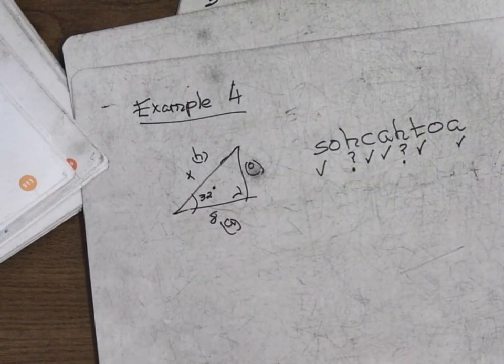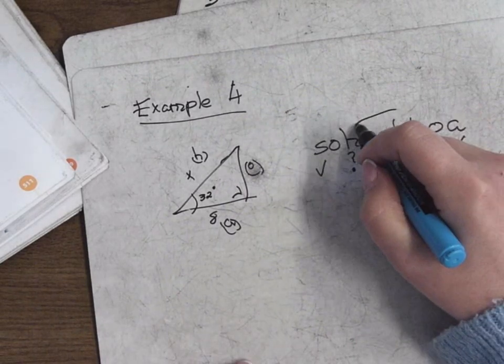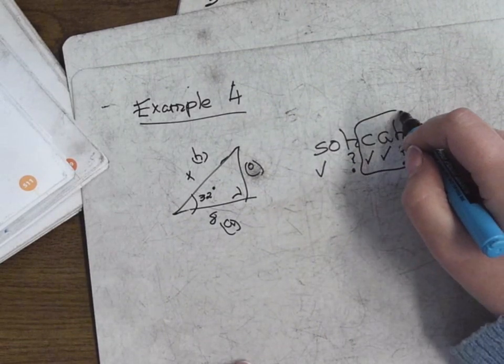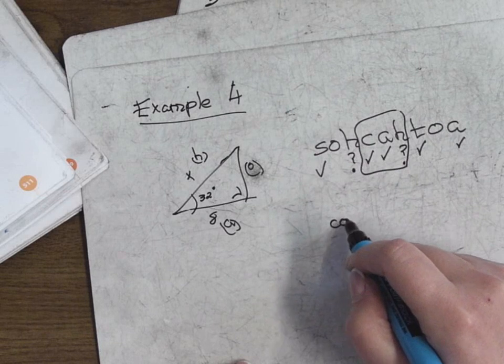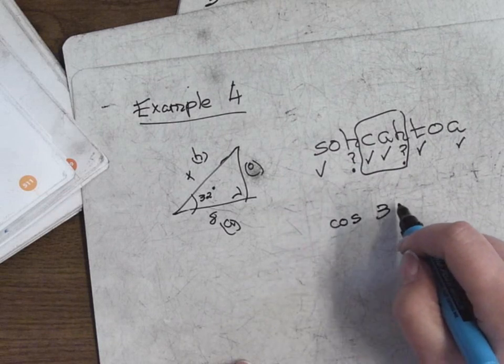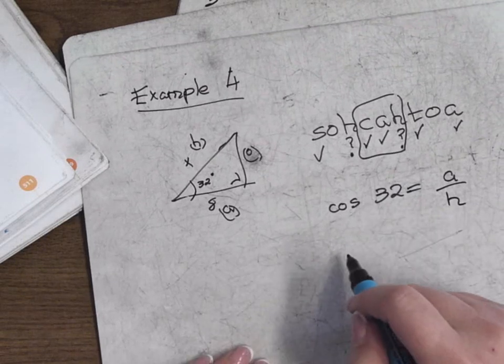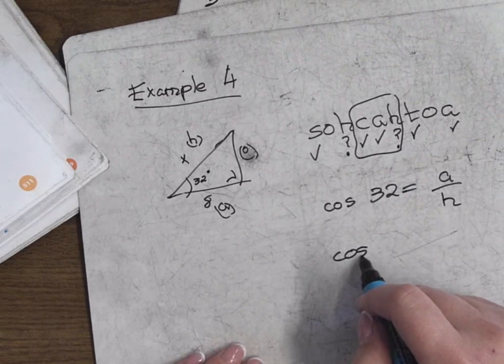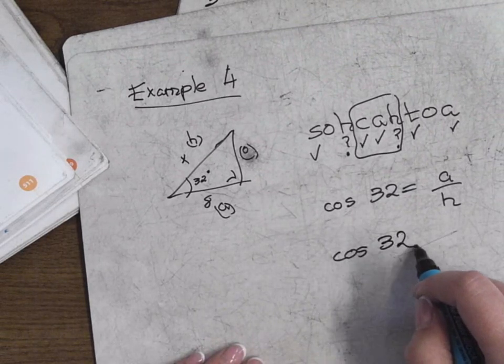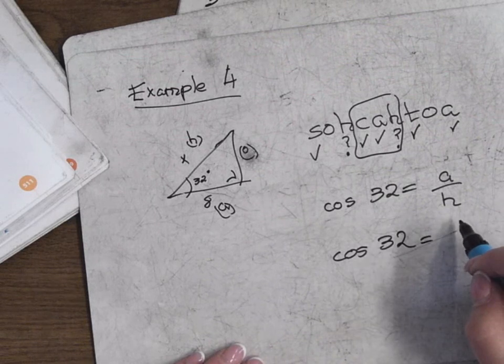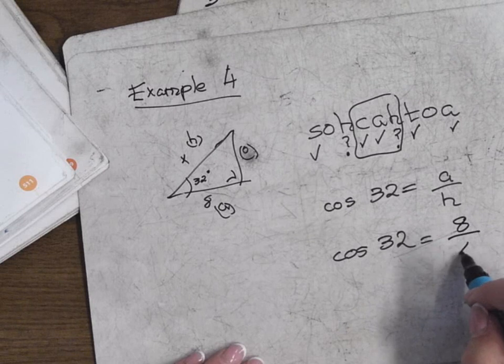Okay? Which one am I using? Cos. Okay, so I'm using cos. So it has to be cos of the angle, which is cos of 32. And the formula is A over H. So that means cos of 32 equals A is 8 and H is x.